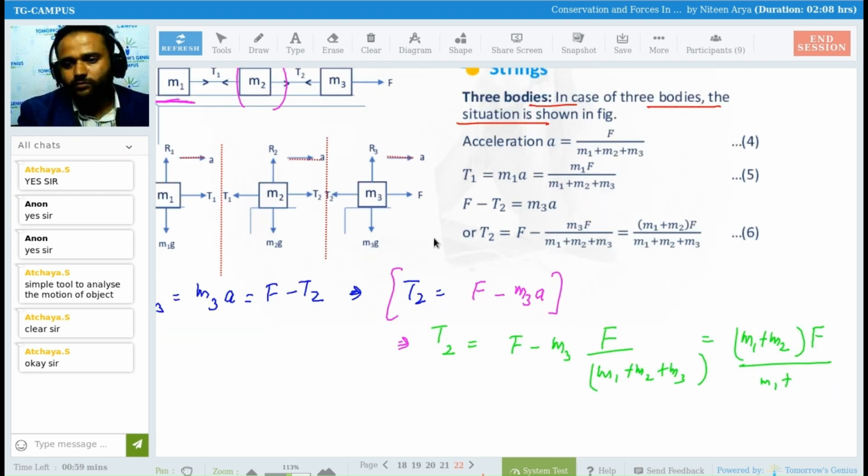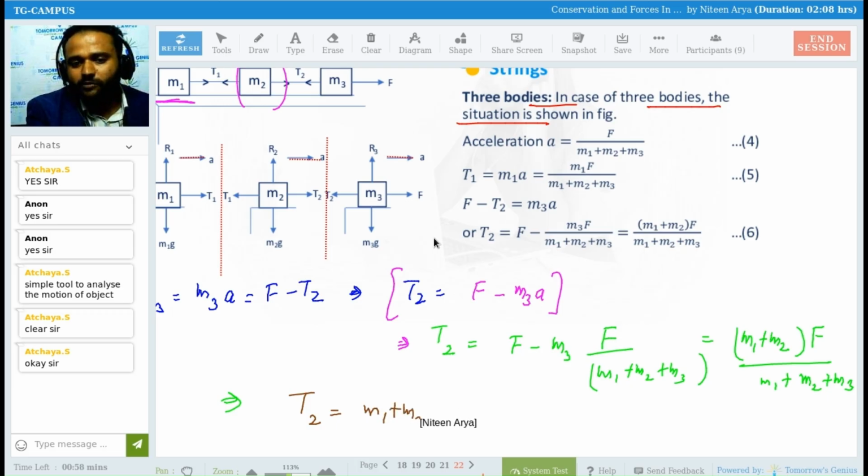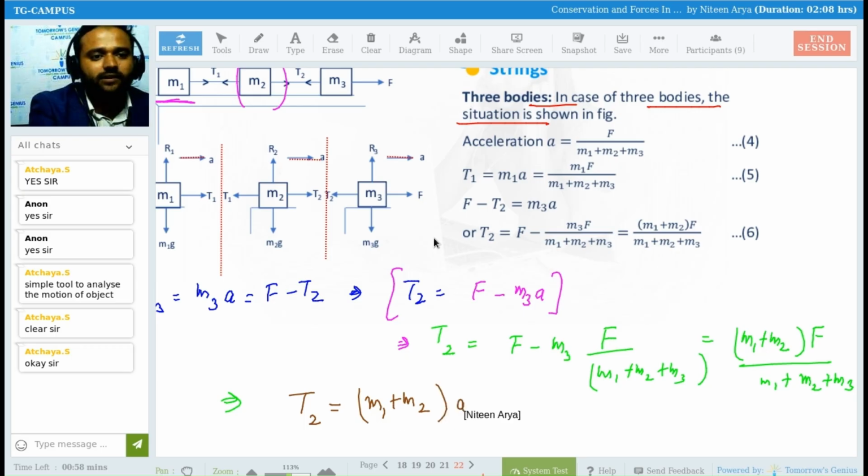M1 plus M2 plus M3. And what is F divided by M1 plus M2 plus M3? It is nothing but the acceleration. So tension 2 is M1 plus M2 into A. That is what I got.